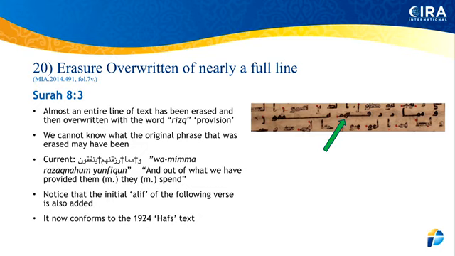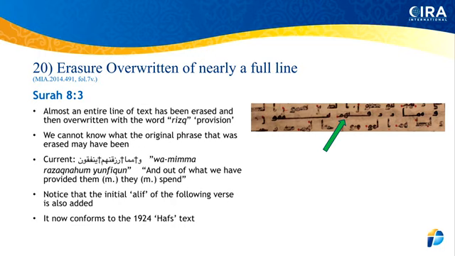Now, I want to bring in one more before we get to the big one, which we'll probably do for another episode. Let's just bring up number 20, which is the last one he has in his book, before he gets to the additional one that he has added. And this is an erasure overwritten of nearly a full line. Now we're not just talking about a word here, a word there, erased and inserted. This is an entire line that has been inserted over a long erasure.